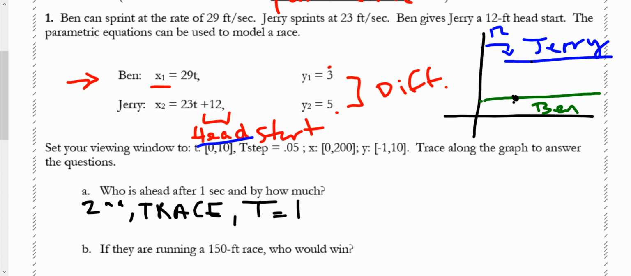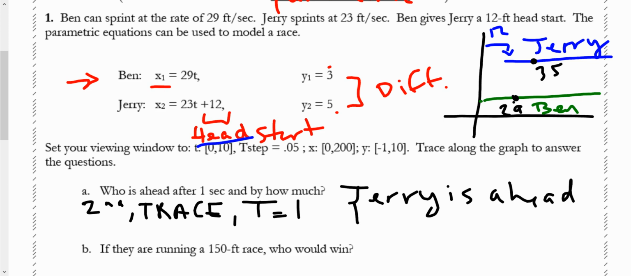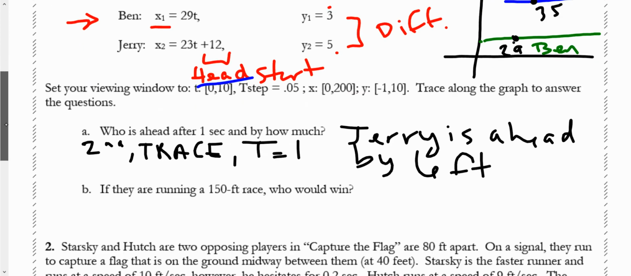When t is equal to 1, it says that x is equal to 29. As I hit the up arrow, you'll notice that it jumps a little bit to the right, and it has a 35. So what this means is that Jerry is ahead by 6 feet, because Ben is at 29 feet, and Jerry is over here at 35 feet. Okay, so let's take a look at the next question.